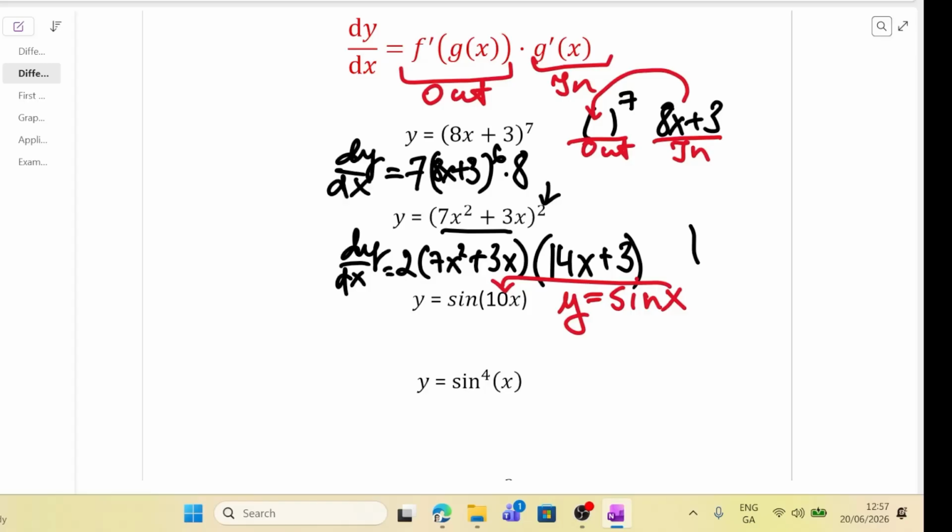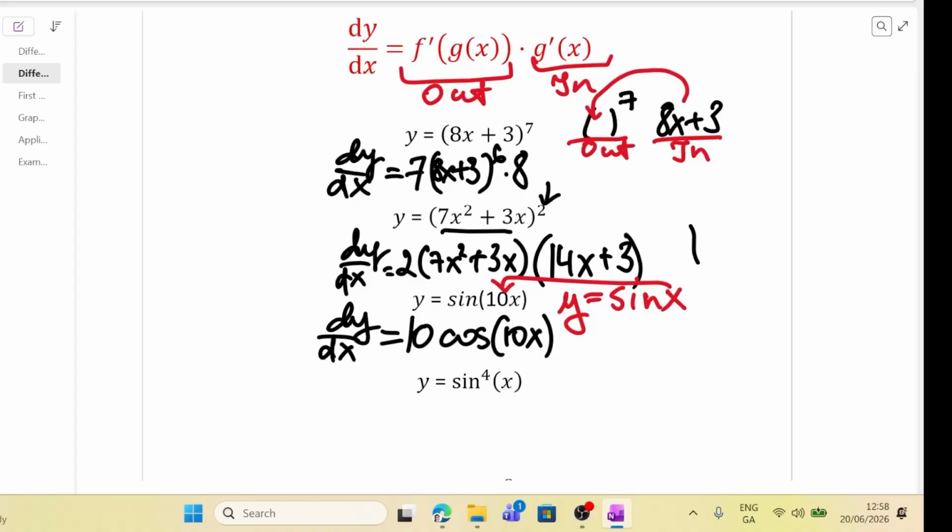So the first thing that we do, we differentiate the outside, and the derivative of sine is just cos. So we go cos of 10x. Again, remember, the inside stays the same, and then I go inside, and the derivative of 10x will be just 10, and always put the constant at the front because it looks nicer this way.